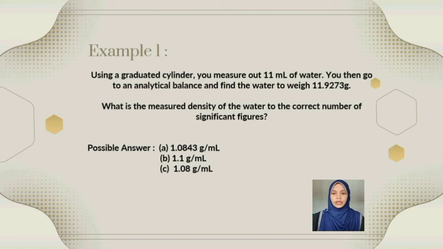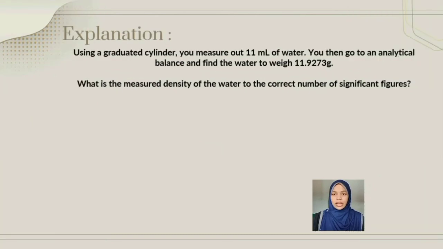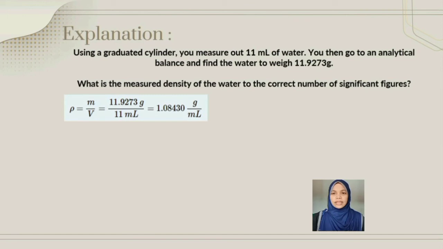Using a graduated cylinder, you measure out 11 ml of water, then you go to an analytical balance and find the water weighs 11.9273 grams. What is the measured density of the water to the correct number of significant figures? Here are possible answers A, B or C. The explanation: the formula of density is mass per volume, so 11.9273 grams per 11 ml. The answer is 1.08430 grams per ml.